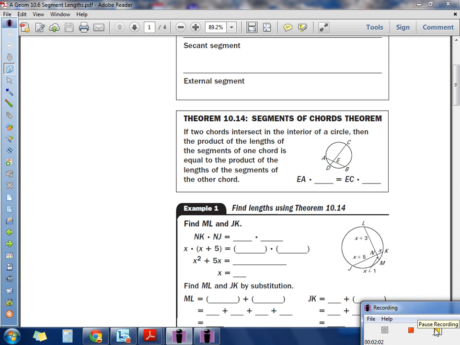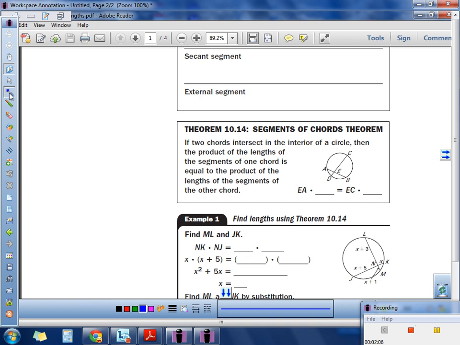Now it's time to talk about an important formula that we're going to be using with these circles. Now I drew a picture earlier that has 2 chords that intersect inside the circle, and that's what you're seeing again here, and they use some letters this time. So here is the formula. Please focus on this. EA times something equals EC times something.